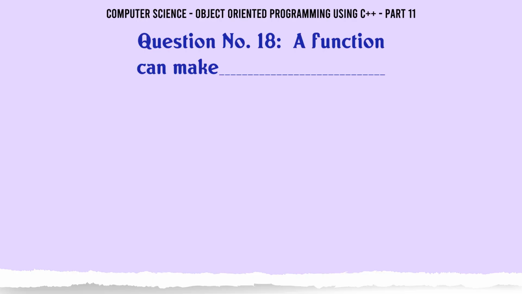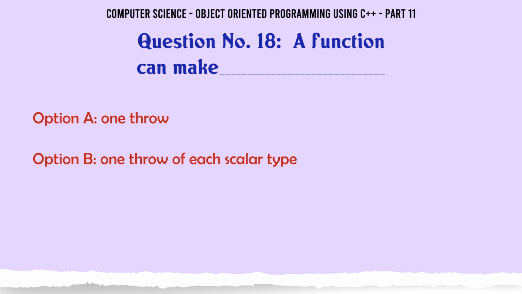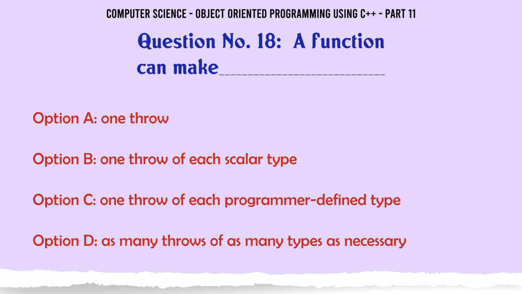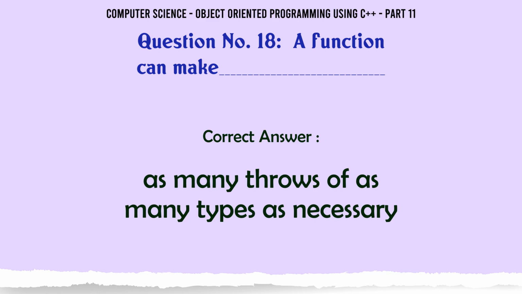A function can make a) one throw, b) one throw of each scalar type, c) one throw of each programmer-defined type, d) as many throws of as many types as necessary. The correct answer is as many throws of as many types as necessary.